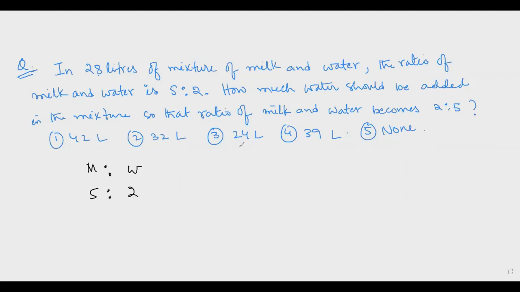Now the question is asking how much water should be added. Here we have to add something, let's say some x, and then the ratio becomes 2:5. What is the value of x? And one more thing: the initial total is given as 20 liters. So we have to find the value of x.